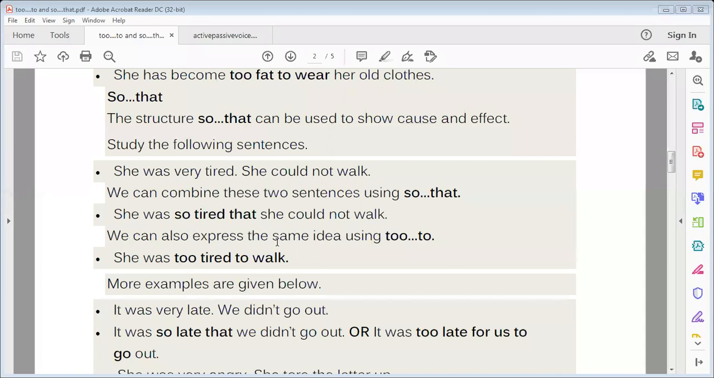And same can be expressed using to. She was too tired to walk.